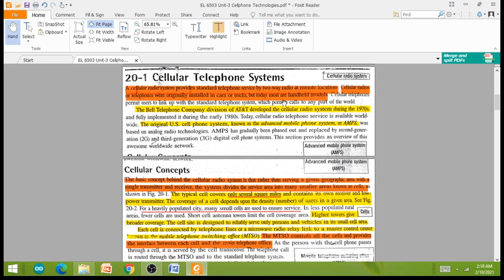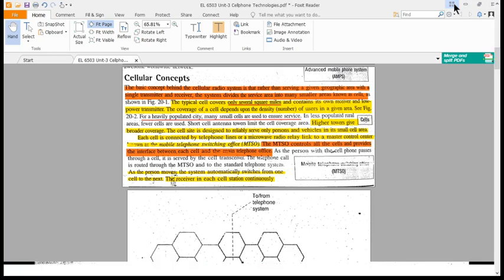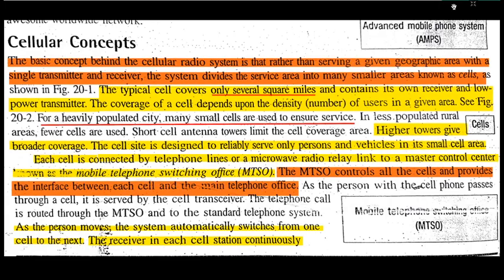Thereafter we discussed the cellular telephone system, and thereafter the cellular concepts. There we understood the role of the mobile telephone switching office, the meaning of the handoff, how exactly the cell phone is working, and the role of the MTSO.